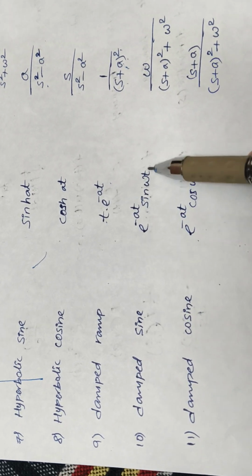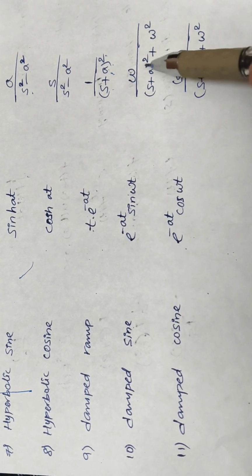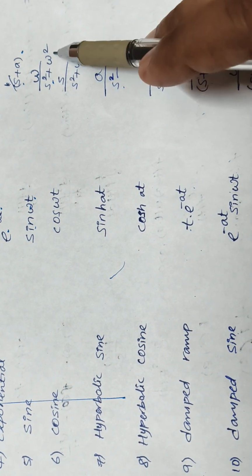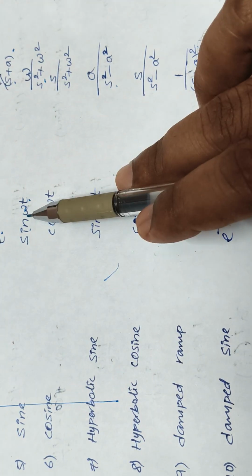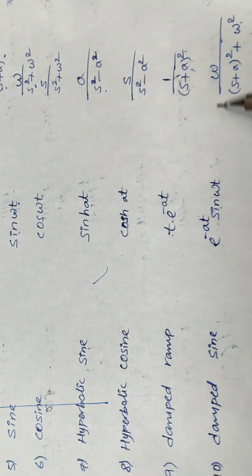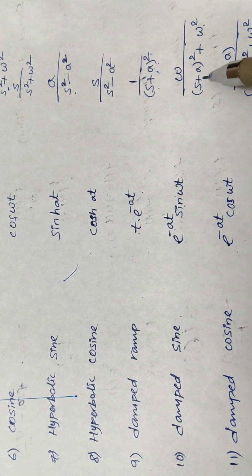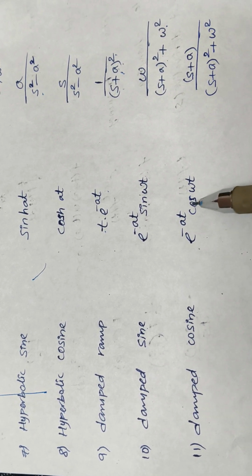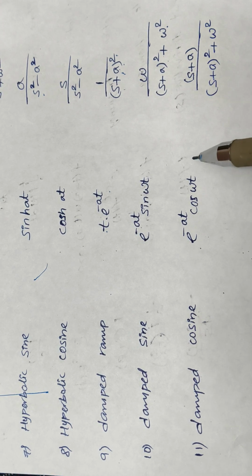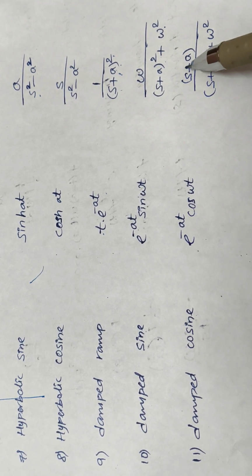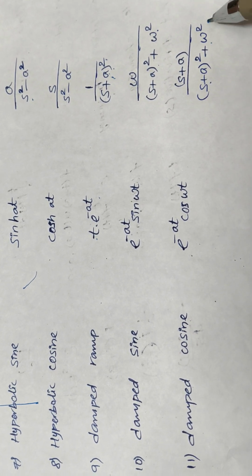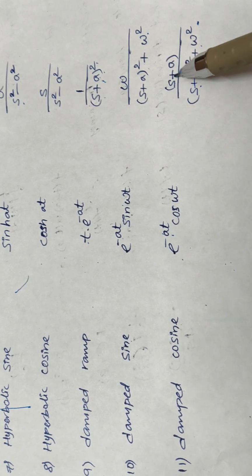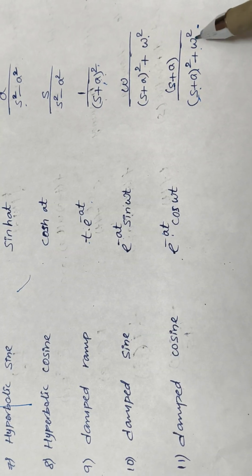In a similar way, sine omega t is nothing but omega by s square plus omega square. When you are multiplying with e power minus at in the time domain, there is a shift, and it will become omega by s plus a whole square plus omega square. Damped cosine, e power minus at into cos omega t. For cos omega t, s by s square plus omega square. If you are multiplying with e power minus at, there is a shift in the s domain also, that is s plus a by s plus a whole square plus omega square.